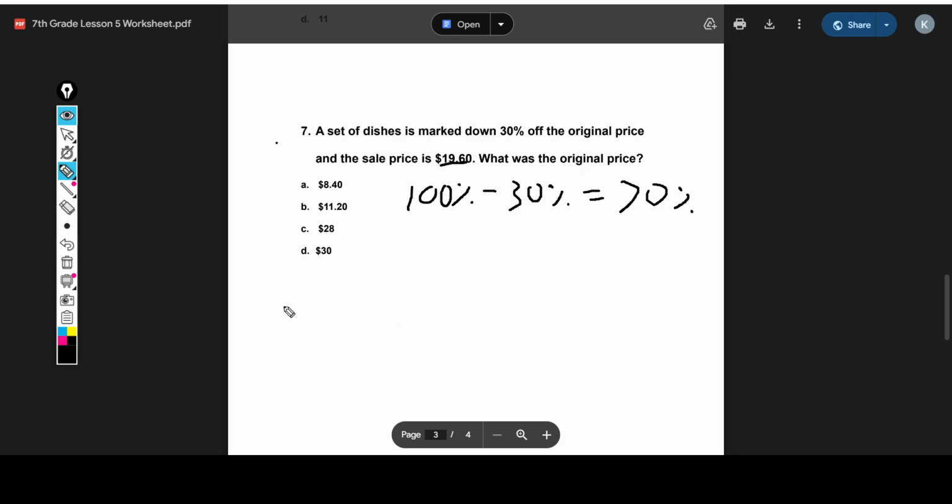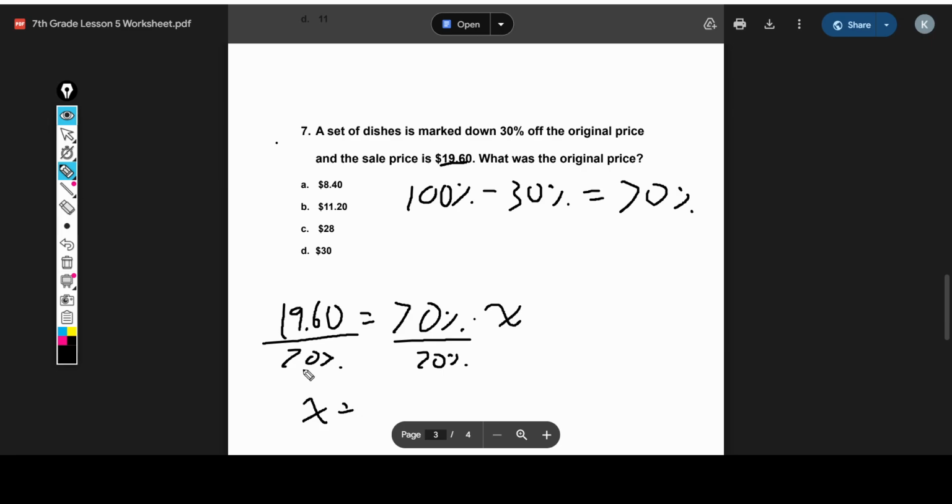So 19.60 equals 70% of our original price. Our original price will be X here. And so what we can do is divide both sides by 70% to solve. So now X equals 19.60 over 70%. I'm going to write it as over 0.7 or 0.70, which is the same thing. And then we'll divide. So 19.6 divided by 0.7.